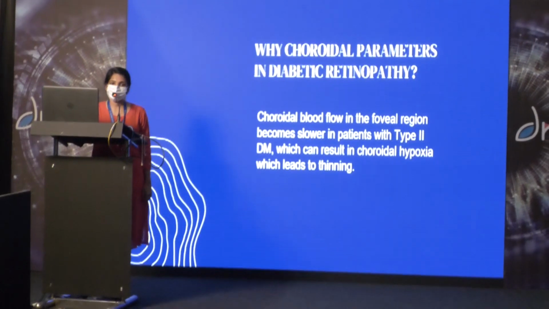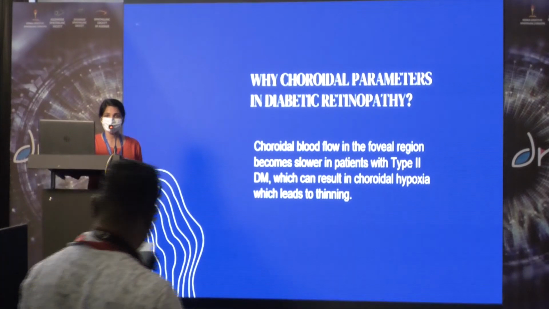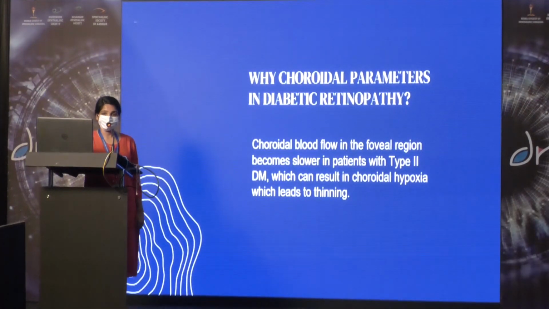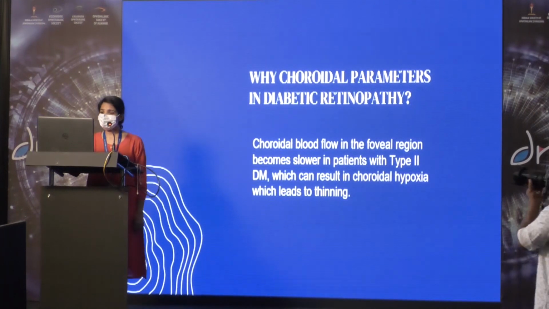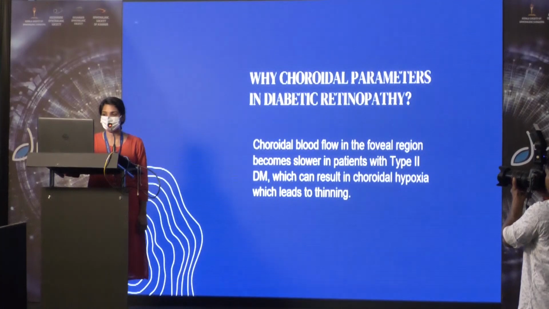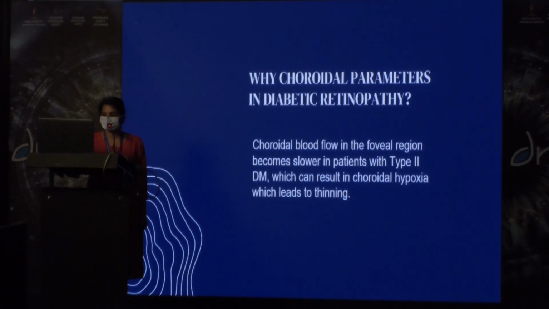Choroidal vasculature, mainly choriocapillaris, supplies nutrients and oxygen to the outer retinal layer, retinal pigment epithelium, and the photoreceptors in the foveal region, mainly where there is no retinal vasculature. So it is stated that choroidal blood flow in the foveal region becomes slower in patients with type 2 diabetes mellitus, which can result in choroidal hypoxia, which leads to thinning.